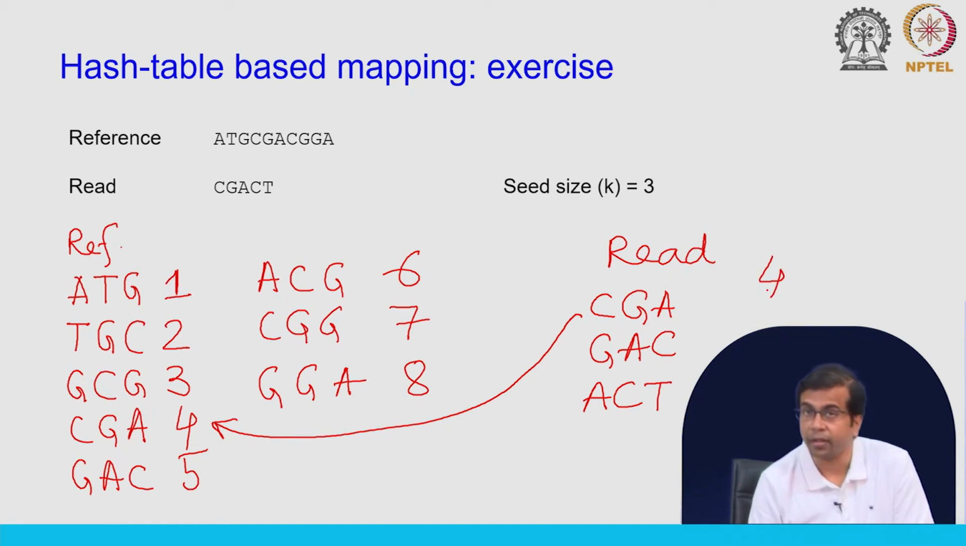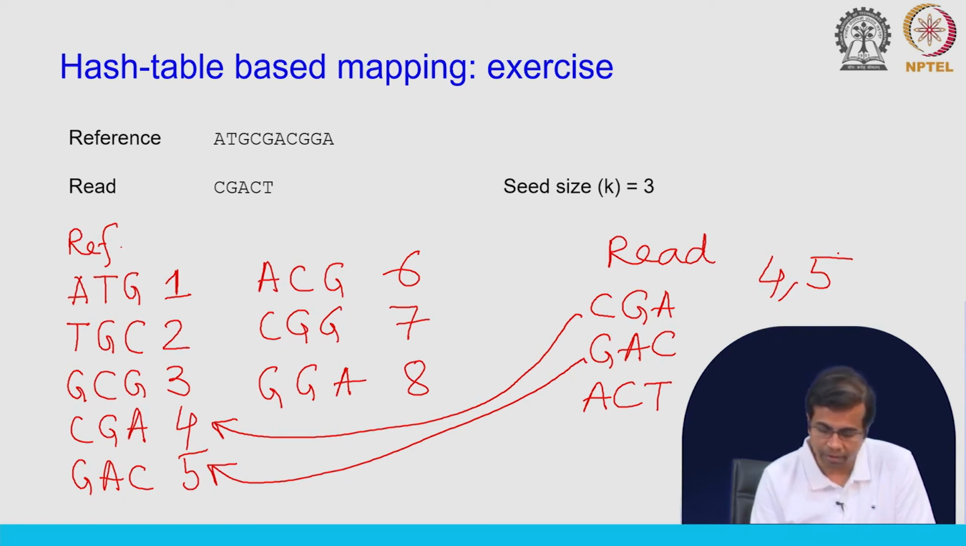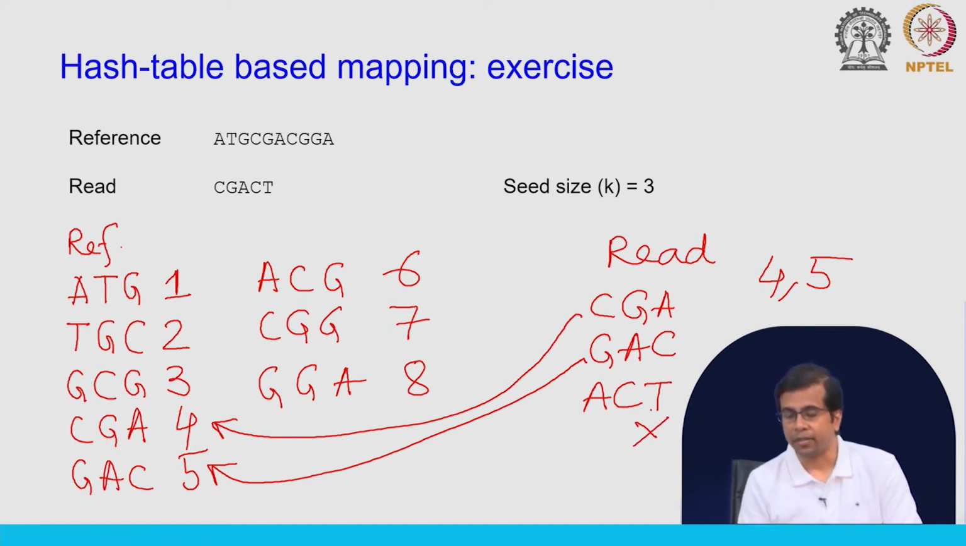What about the next one, which is GSC? It seems GSC is here, 5. What about ACT? Can you find ACT anywhere? I do not find ACT in the hash table. So, we cannot find this one. But out of these 3 seeds from the read, we have located 2 of them, and they are located at position 4 and 5 in the reference sequence.